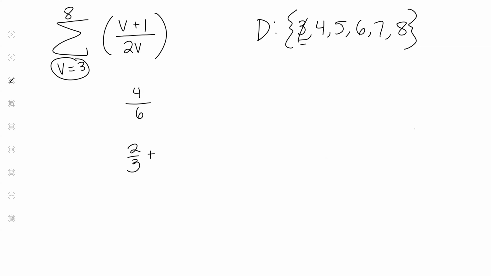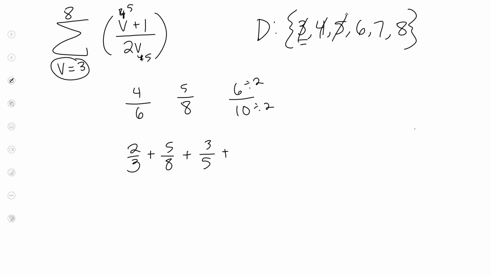Now let's plug in a 4. So 4 plus 1 is 5. Plug in a 4 right here. 2 times 4 is 8. So I get 5/8. That's the next one. Next, we're going to plug in a 5. So 5 plus 1 is 6. 2 times 5 is 10. We're going to simplify by dividing by 2. We'll get 3/5.